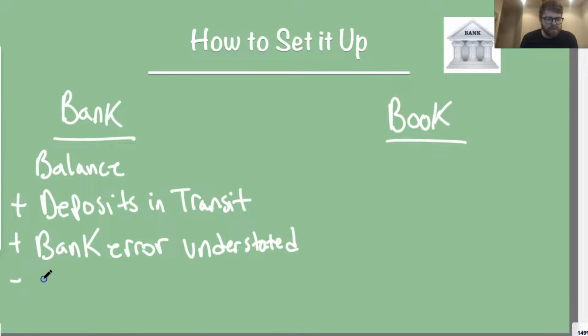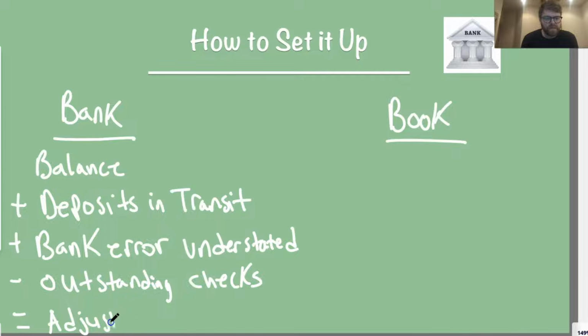Then you're going to subtract what we call outstanding checks. We mentioned that. And those are some of the bigger ones you'll see on the bank side. And that's just going to equal basically your adjusted balance. And that's the balance we want to equal on both sides.